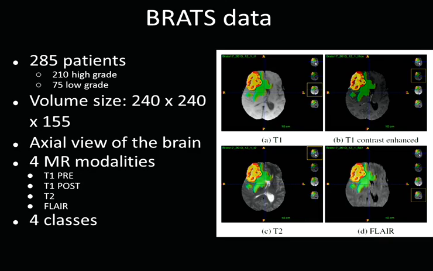I'm not going to go over the details of the training of the algorithm, but we used the BRATS data to train it with over 285 patients, of which 210 were glioblastoma and 75 were low-grade gliomas. We had the axial view of the brain and these 4 MR imaging modalities, and the goal is to predict the 4 classes I mentioned before.